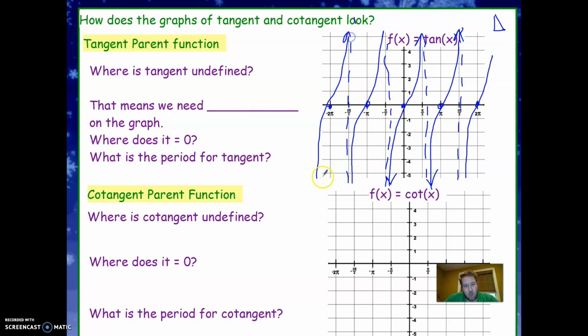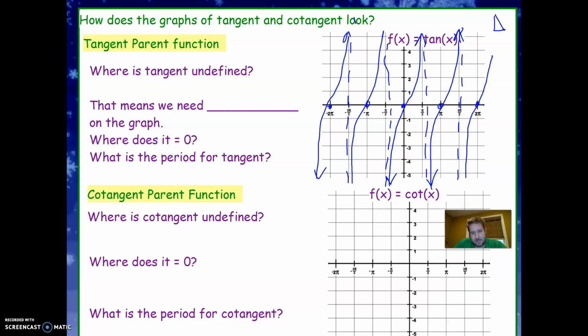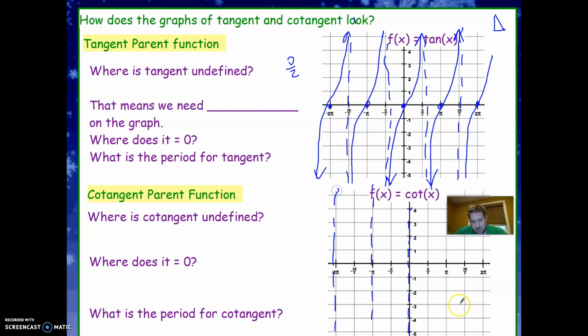Now, if we're going to do cotangent, then we know we're doing the reciprocal of this, which means that every time it hits 0 here, if you flip 0 over 2, it becomes 2 over 0. So wherever it was 0 on tangent, cotangent is going to be undefined. They're reciprocals of each other, but they're going to look like opposites of each other. So when this one was undefined, this one's going to be 0 because 2 over 0 becomes 0.